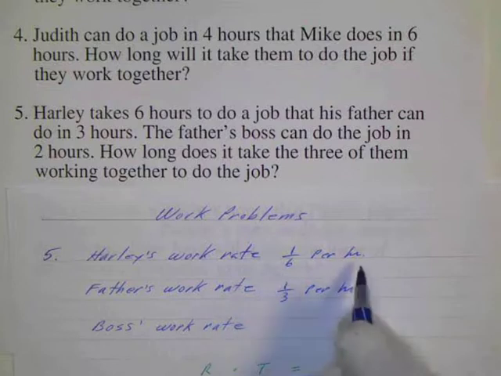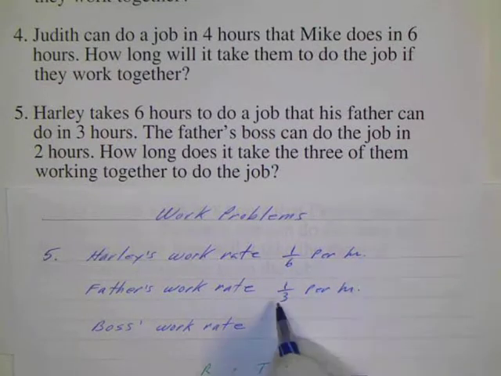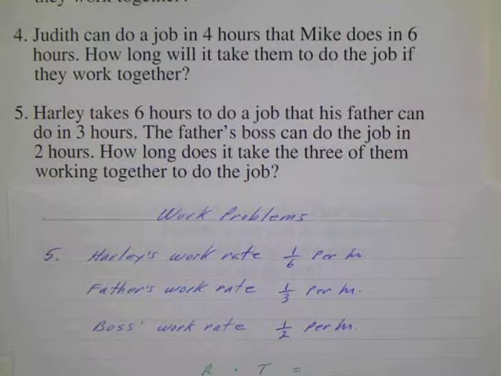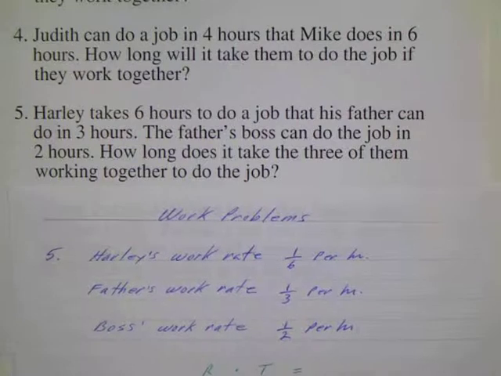So this is 1/6 of the job per hour. In 6 hours, he would do 6/6 of the whole job. In 3 hours, the father would do the whole job. And then the boss, he does 1/2 of the job per hour because in 2 hours he could do the whole job. So his work rate would be 1/2 of the job per hour. And this is going to go into our table.